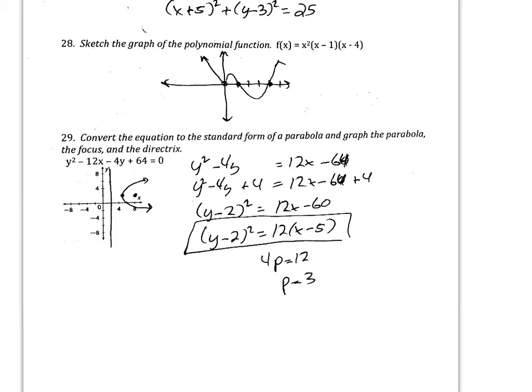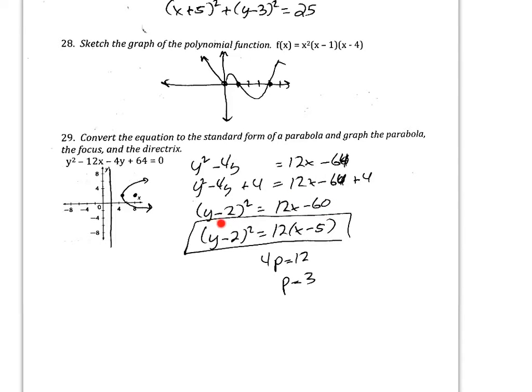29, it's a parabola. Get your y's together, move the 12x and the 64 over like I did here. Leave your space to complete the square. Half of 4 is 2, 2 squared is 4, add that to both sides. So when I simplify this side, it gives me 12x minus 60.